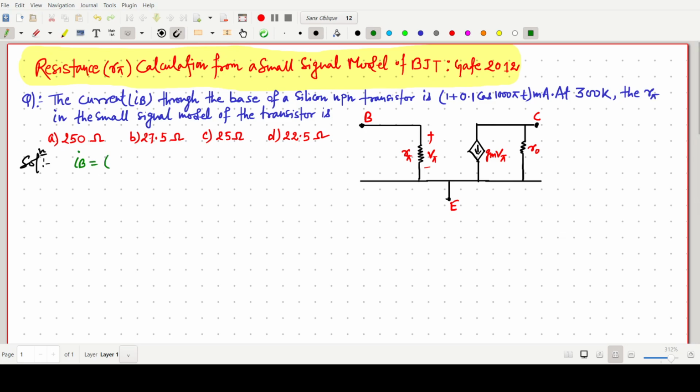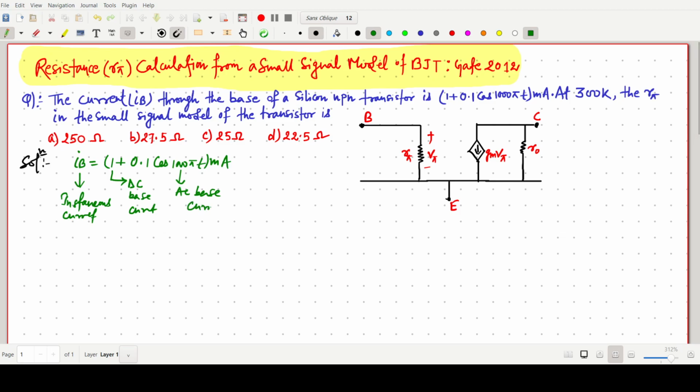The value is 1 plus 0.1 cos 1000 pi t in milliampere. In my earlier video I have already given the description about the instantaneous base current. This first term is the DC base current, and this other term is nothing but simply the AC base current.